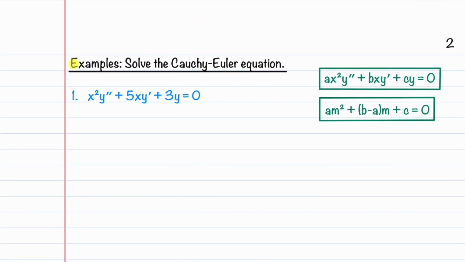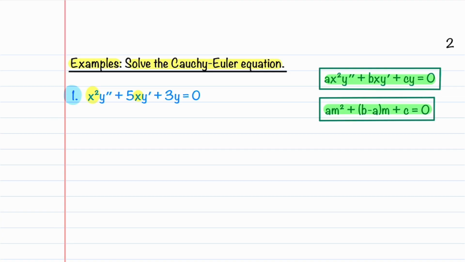We're going to walk through three examples where we are going to solve a second-order homogeneous Cauchy-Euler equation. Over here on the right, I put the form for a Cauchy-Euler equation of this type, along with the characteristic equation. Let's look at our first example. It is x squared y double prime plus 5xy prime plus 3y is equal to 0. Notice that there is an x squared that multiplies y double prime and an x that multiplies y prime. That's how you know that it's a Cauchy-Euler equation.